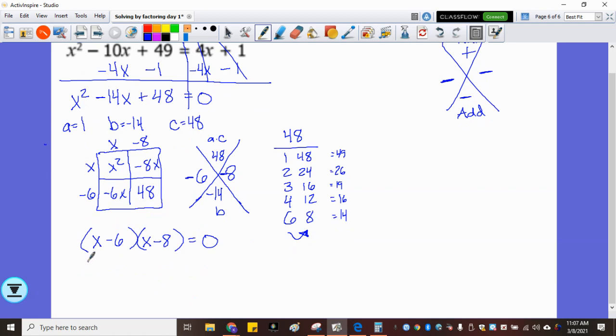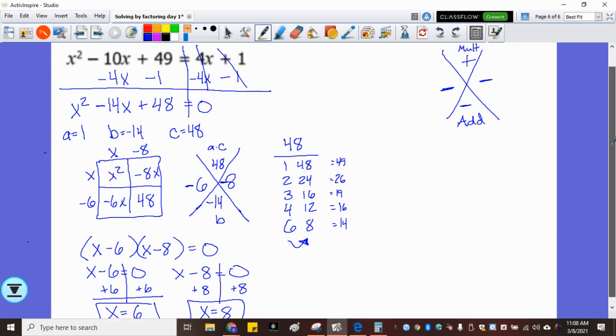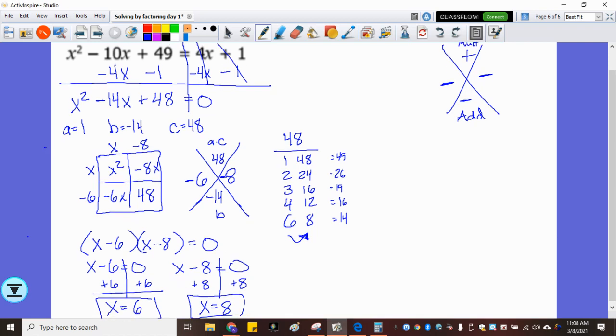All right, your last step is set each factor equal to 0 and solve. Add over your 6. 0 plus 6 is 6. Add over your 8. 0 plus 8 is 8. And that's the hardest it's going to get today. Tomorrow we're going to have an A bigger than 1, so we'll actually have to do the box method.